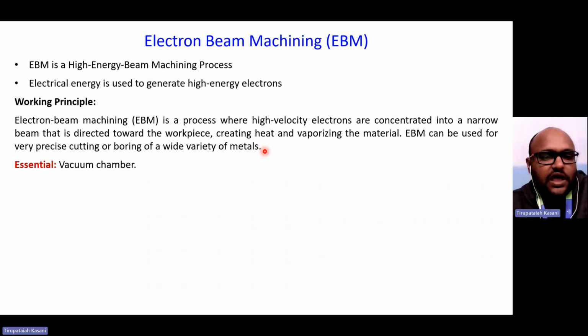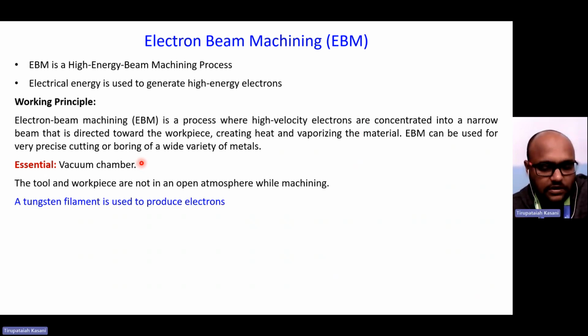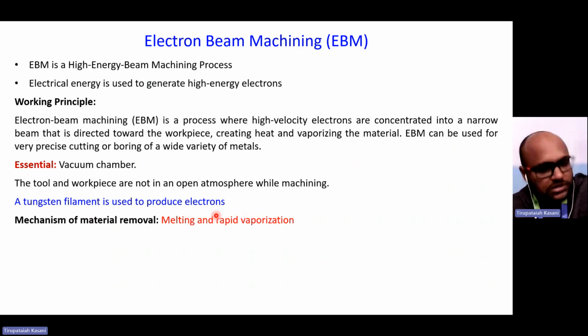And see here, this is the essential. What is essential for performing this EBM process is a vacuum chamber. We have already discussed the reason for providing this vacuum chamber: to avoid air molecule collisions with the electrons which are traveling all the way from the electron gun to the top surface of the workpiece. The tool and workpiece are not in an open atmosphere while machining. That is required. And a tungsten filament is used to produce the electrons, right?